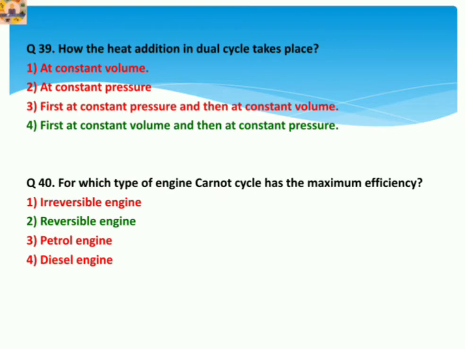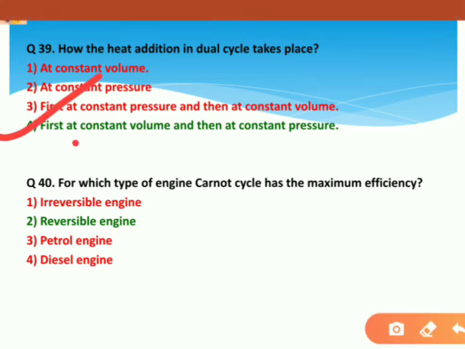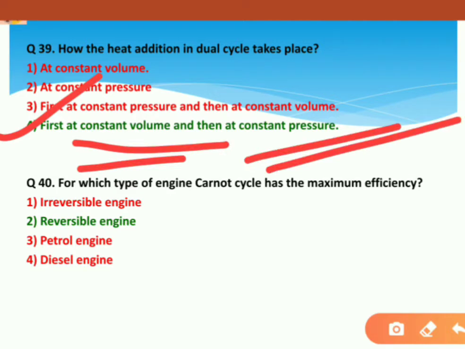Let's proceed to 39. How does the heat addition of dual cycle take place? As I have discussed in the previous question, it's first constant volume, then constant pressure. Option 4 will be the correct answer for heat addition. Let's proceed to question 40.